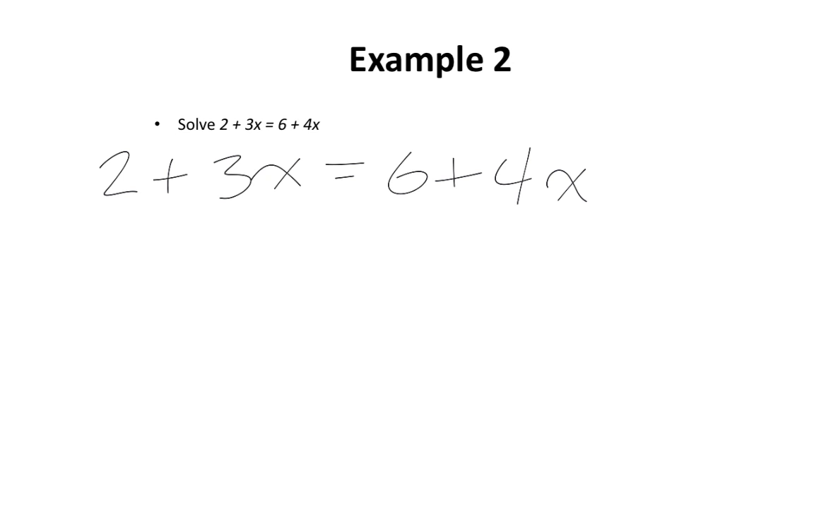Remember, we want to solve for x. In other words, we want to isolate x. However, there are terms with x on both sides of the equation. So either we bring all of them to the left side of the equation or all of them to the right side of the equation. I'm going to bring all of them to the left side of the equation. To bring positive 4x to the left side of the equation, I'm going to have to subtract 4x from both sides of the equation.